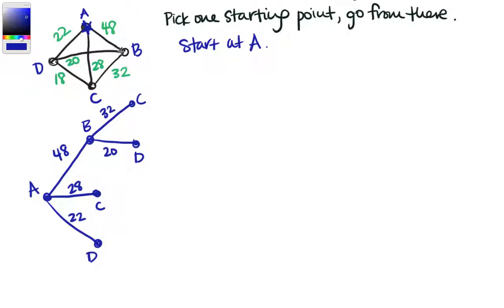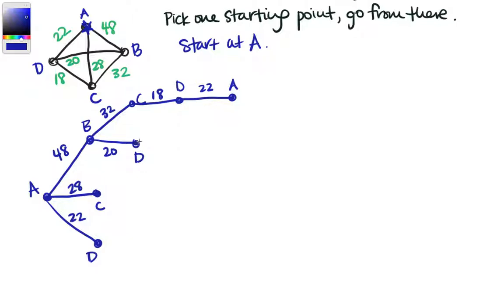And let's go ahead and complete this. If we go from A to B to C, our only option is to go over to D. Let's be consistent here. And from C to D, that weight is 18. And if we've gone A, B, C, D, we need to complete the circuit. The only way to do that is to go back to A. And that weight is 22.